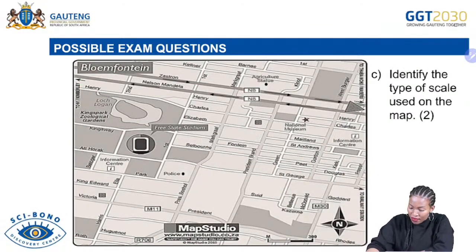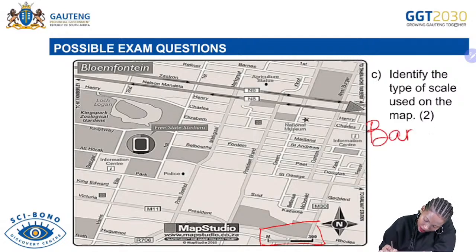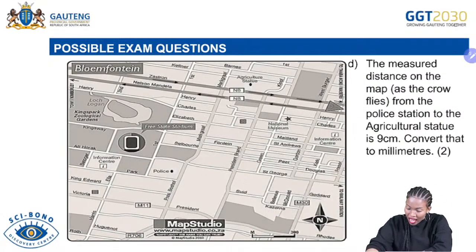The next question: identify the type of scale that is used on the map. Here is our scale, guys. This type of scale is called a bar scale. I hope we all got this one right. It's a bar scale. And then a bit of an interesting question.